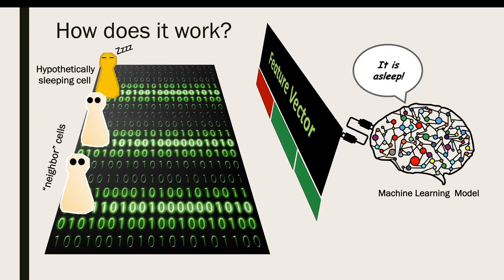The machine learning model is fed with these vectors along with one label for each one, indicating whether the cell was asleep or not. We know this as this is a part of the parameters we fed the simulator with when we ran our experiments.